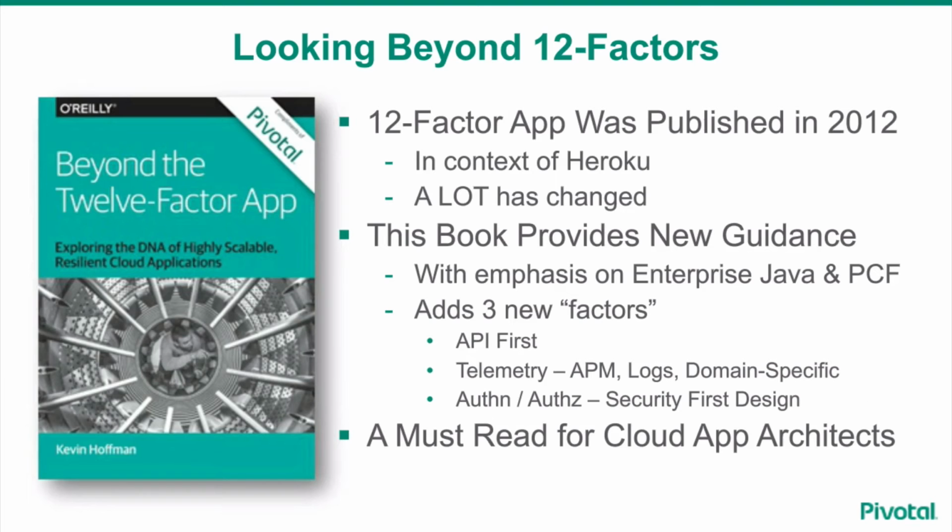Beyond the 12 factors, like I said a minute ago, 12 factors has been around since 2012, courtesy of Heroku. A lot of things have changed. Kevin Hoffman, that gentleman that works at Pivotal, has a nice little book out via O'Reilly that you can download for free off the website, and talks about 3 new factors and sort of the API-first design. How do you handle telemetry and things like platform performance management, dealing with logs, and authentication and authorization, and having security be an important aspect of the design.